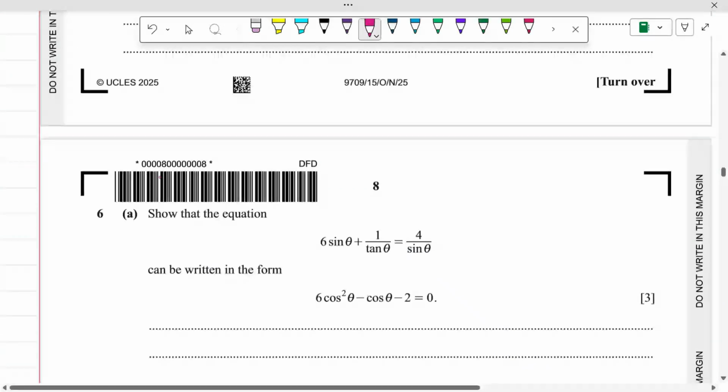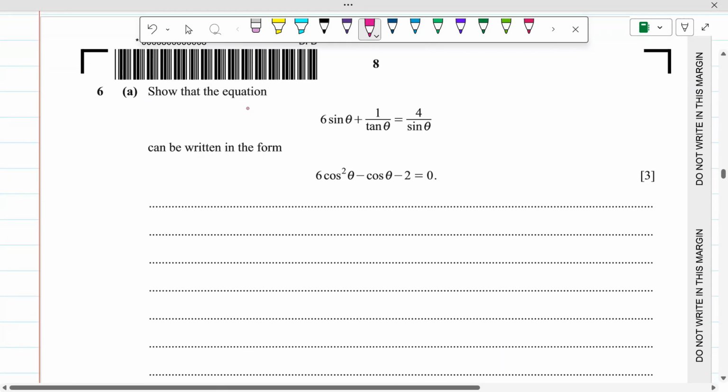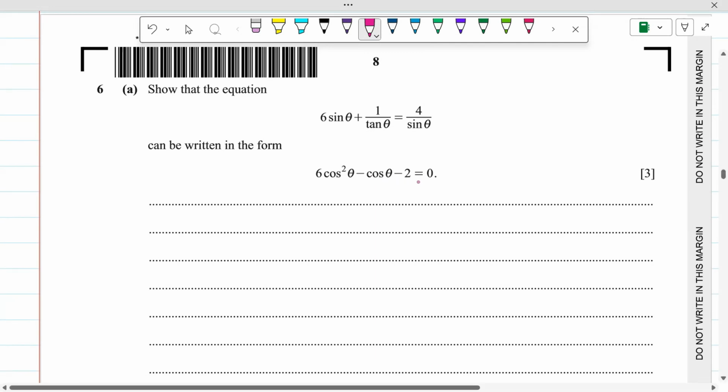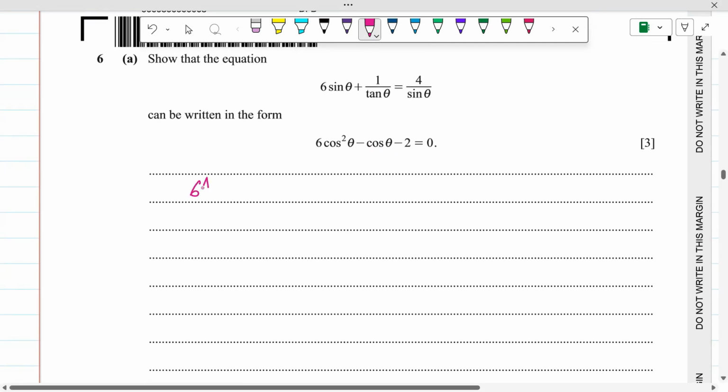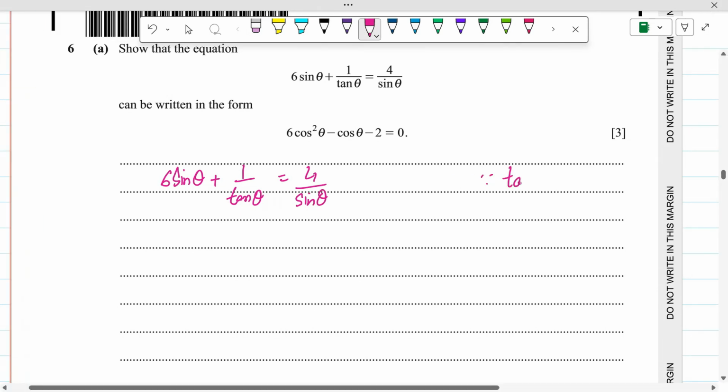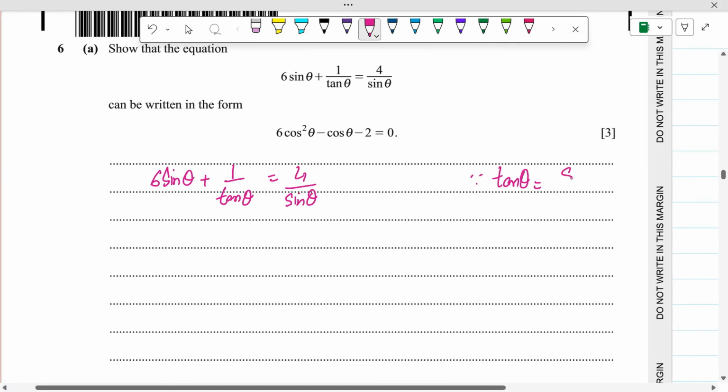Now let's move to question number 6. Show that the equation 6 sine theta plus 1 over tangent theta is equal to 4 over sine theta can be written in the form 6 cos square theta minus cos theta minus 2. We are given that 6 sine of theta plus 1 over tangent of theta is equal to 4 over sine of theta. And we know that tangent theta is equal to sine of theta over cos of theta.